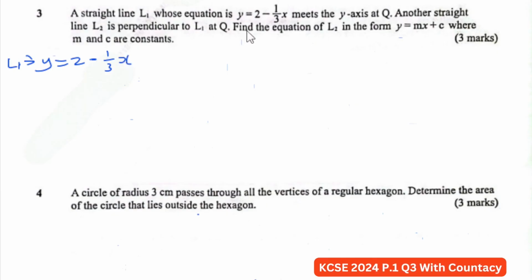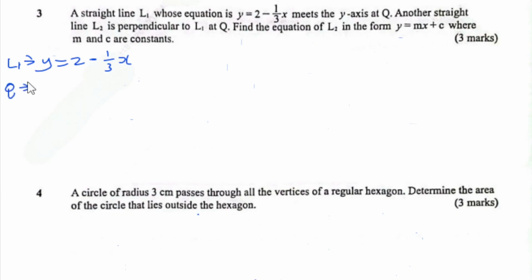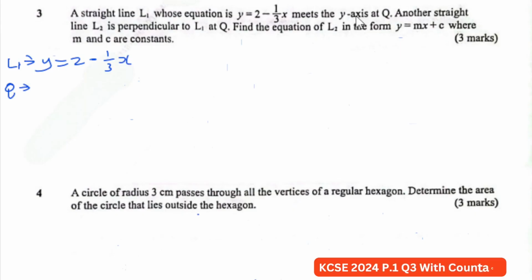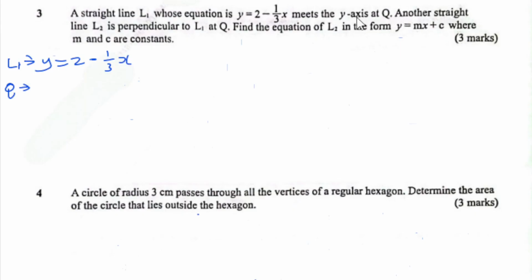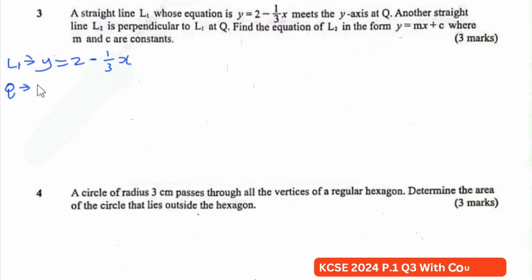Then we go ahead, we are told that it meets the y-axis at point Q. Therefore we can see that we have been introduced to another point, that is Q. But what are we told about Q? We are told that this point Q is at the y-axis. Therefore it's important that we note that down. But what do we know about the y-axis? At the y-axis, x is always equal to 0. Therefore the value of x is 0 at the y-axis.